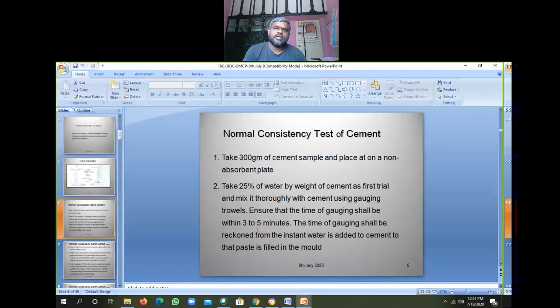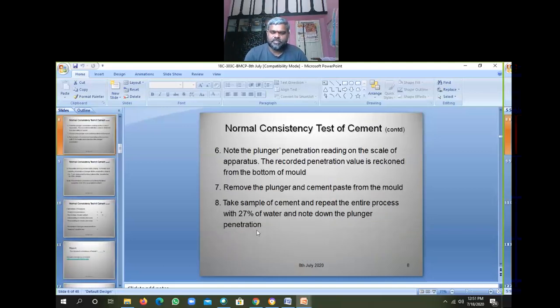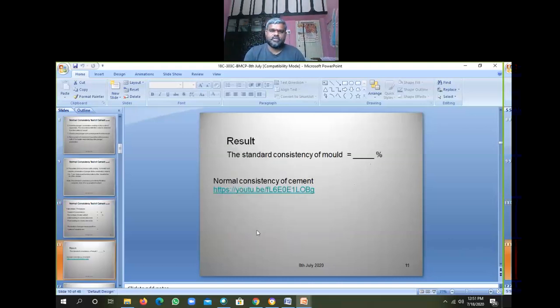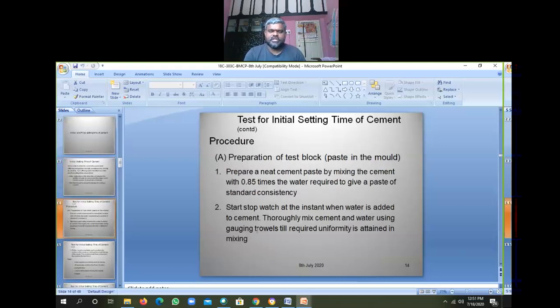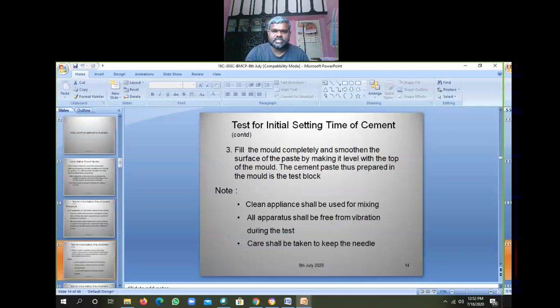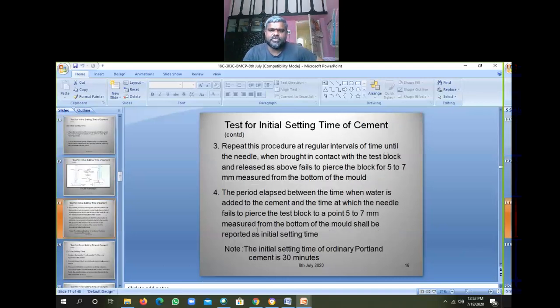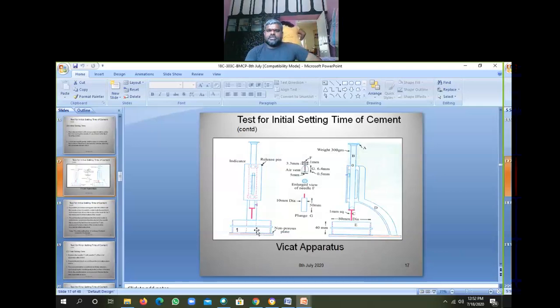We have to take 300 grams of cement and initially add 25% of water by weight of the cement, then do trials until the plunger penetrates to 5 to 7 mm from the bottom. Then you note that percentage of water, and the number of iterations will give the normal consistency of cement. This normal consistency can be used in many ways. Initial and final setting times we calculate by adding 0.85 times the percentage of water we get in normal consistency, right? For final setting time, the plunger should just make an impression on the surface, right?